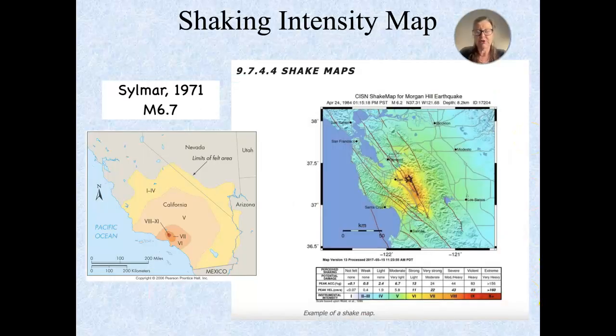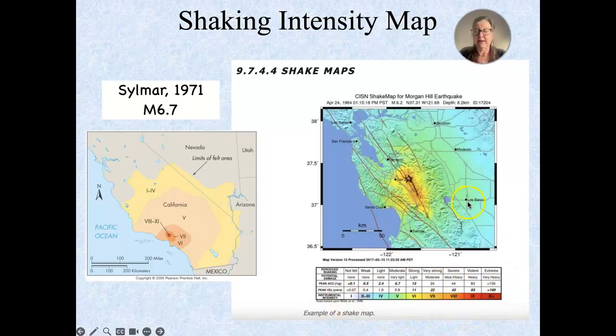Here are two more maps showing the shaking intensity of two earthquakes in California. On the left, we have the Sylmar 1971 earthquake, which was a magnitude 6.7. And what you can see is a pretty good bullseye of shaking, which is greatest at the center where the epicenter was, and diminishing outwards. This one on the right is a little more modern. We call these shake maps because we have modern computers. These are actually put together pretty quickly when an earthquake occurs. And remember, this is a qualitative statement.